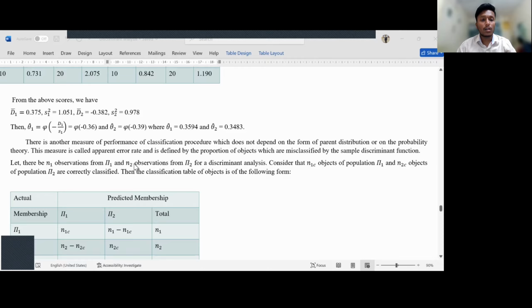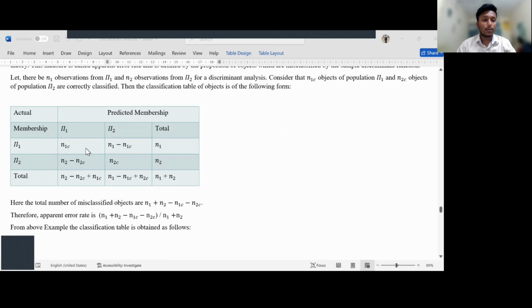So N1 and N2 are our observations, which means 20, N1C are the correctly classified objects of population 1, and N2C are the correctly classified objects of population 2. Then the classification table of objects is of the following form. N1C are our classified objects, N1 minus N1C are our misclassified objects, and similarly N2 minus N2C are our misclassified objects, and N2C are our classified objects.